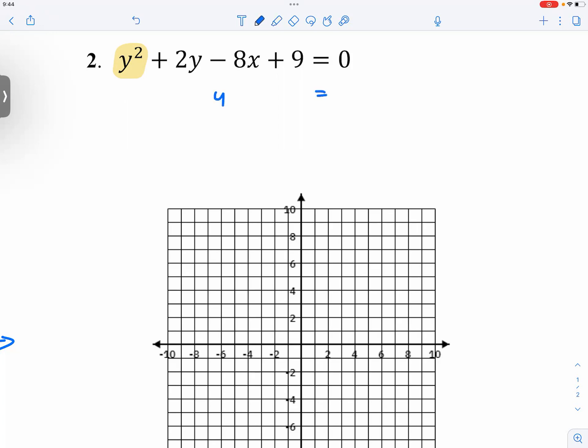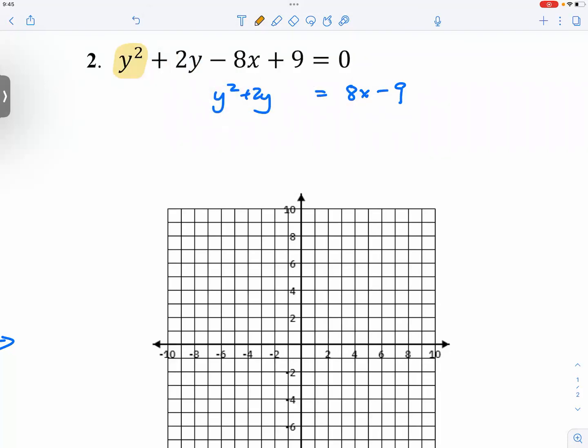So we say, all right, let's go ahead and make our attempts to convert this to a standard form. So we're going to keep the y on the left because they're squared. And then we're going to put everything else to the other side. So we're going to add the 8x over. We're going to subtract the 9 so that we have just y on the left, y squared plus 2y on the left is equal to 8x plus 9.